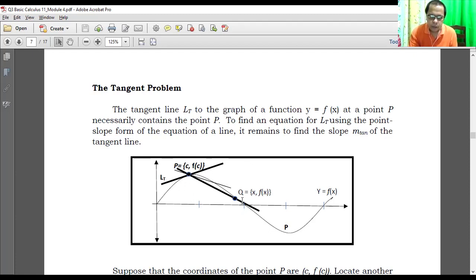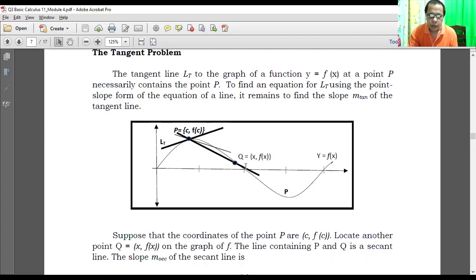At a certain point Q na pod dire, this is now x and f(x), okay? X and f(x), or x and y. f(x) is y man na siya, di ba? Y is equal to f(x), basic. Okay. Now if you connect point P and point Q, dili na ni siya tangent. This is now a secant. Secant na ni siya kay nag-connect siya sa 2 points on a curve.